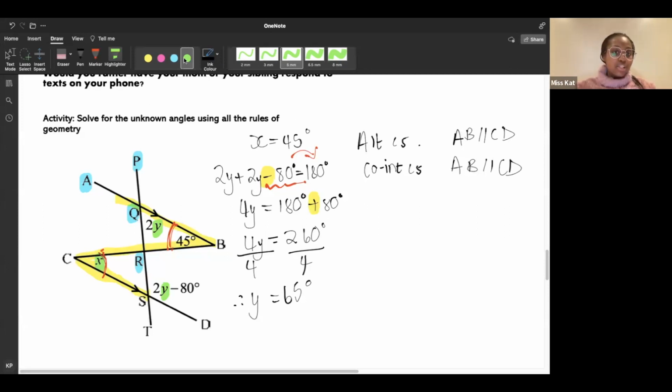How did I get 4y? We added the like terms. We had 2y plus 2y, and that's where we got the 4y. The first 2y was from here, up there, and the second 2y was from this angle.